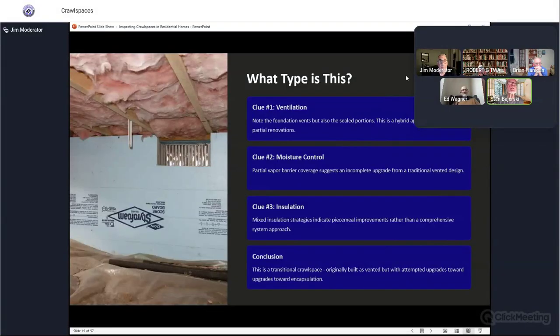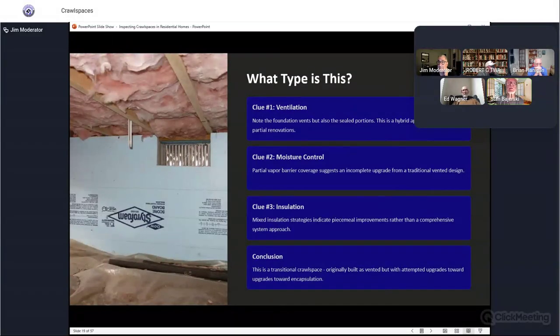So what type is this? I guess clue number one, it's vented. Note the foundation vents, but also the sealed portions. This is a hybrid approach often seen in partial renovations. Clue number two, moisture control. So they do have a loose fitting vapor barrier on the floor, probably over a dirt floor. So an upgrade from a traditional vented design.